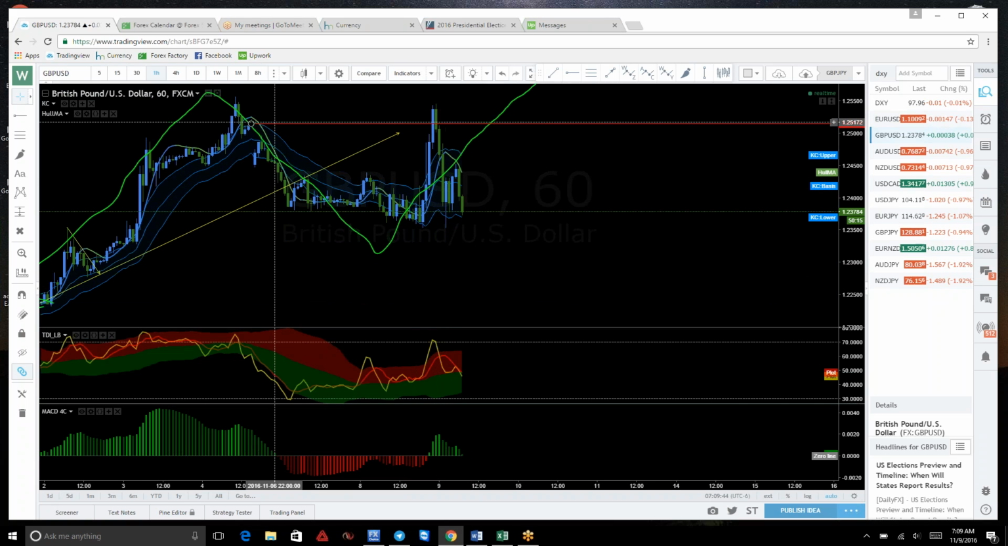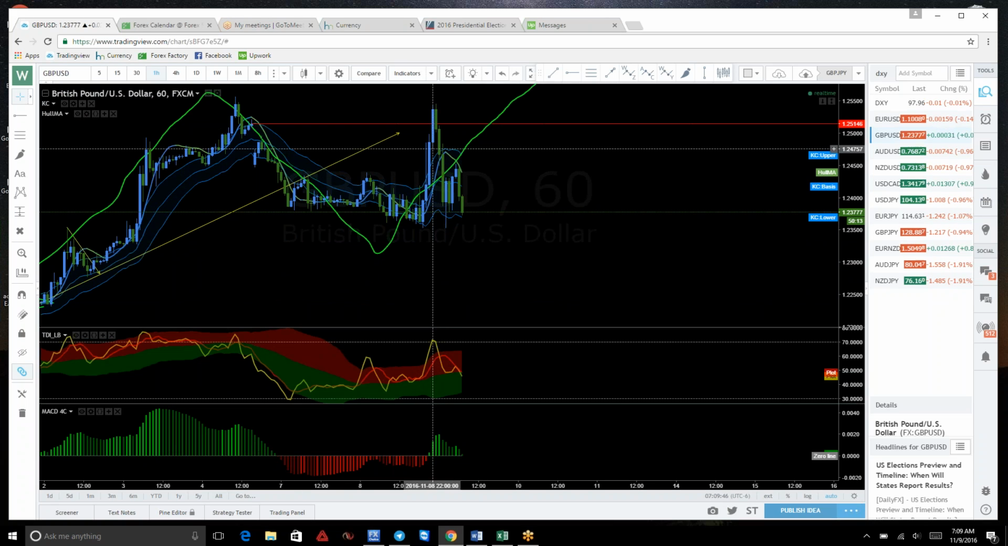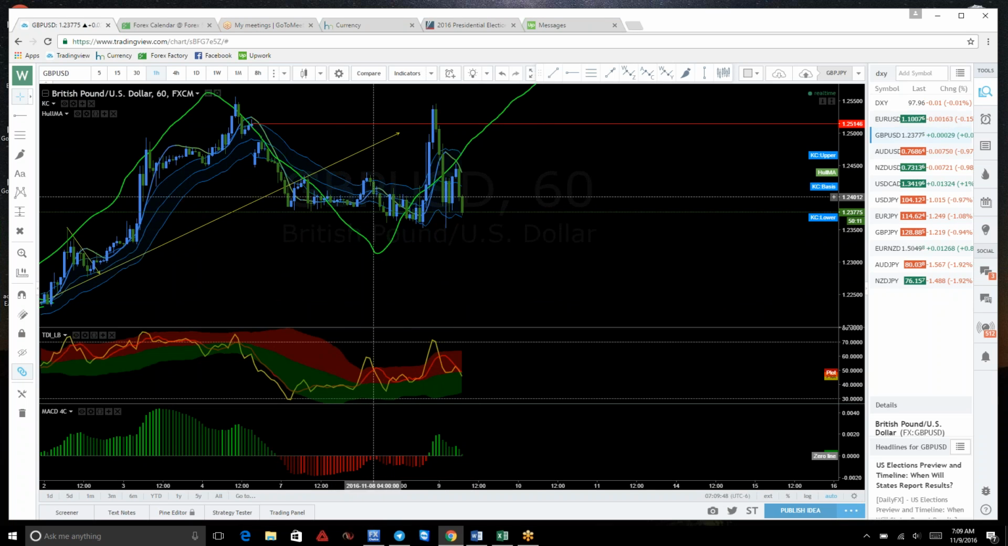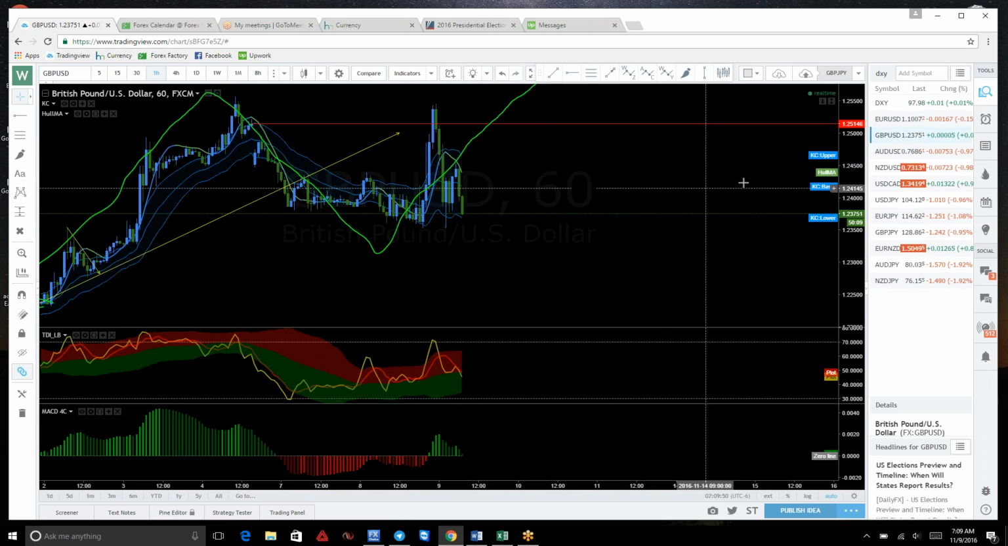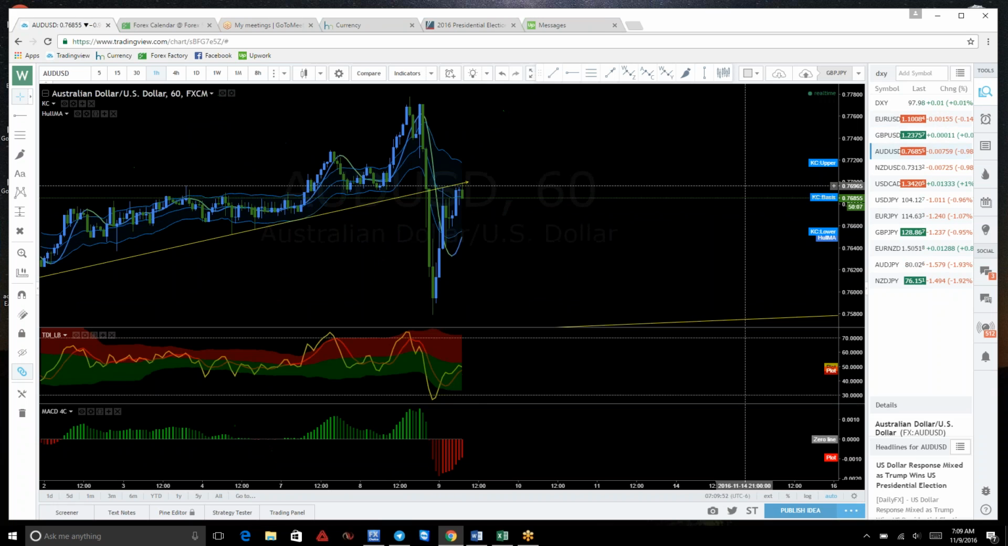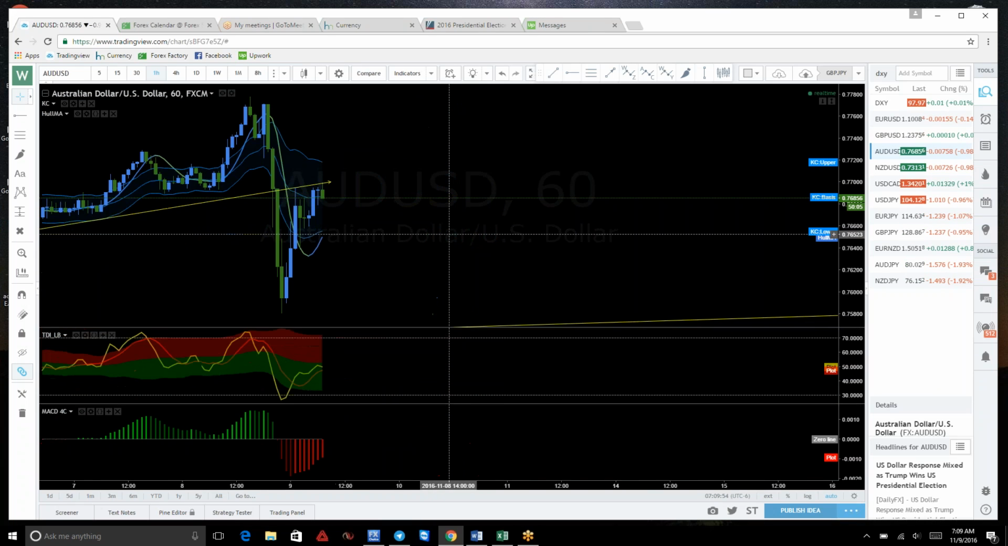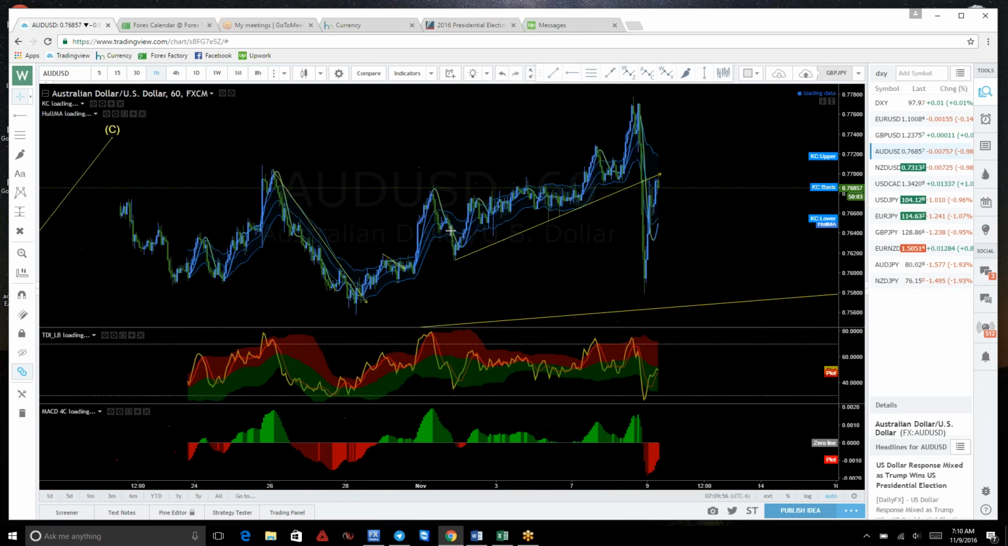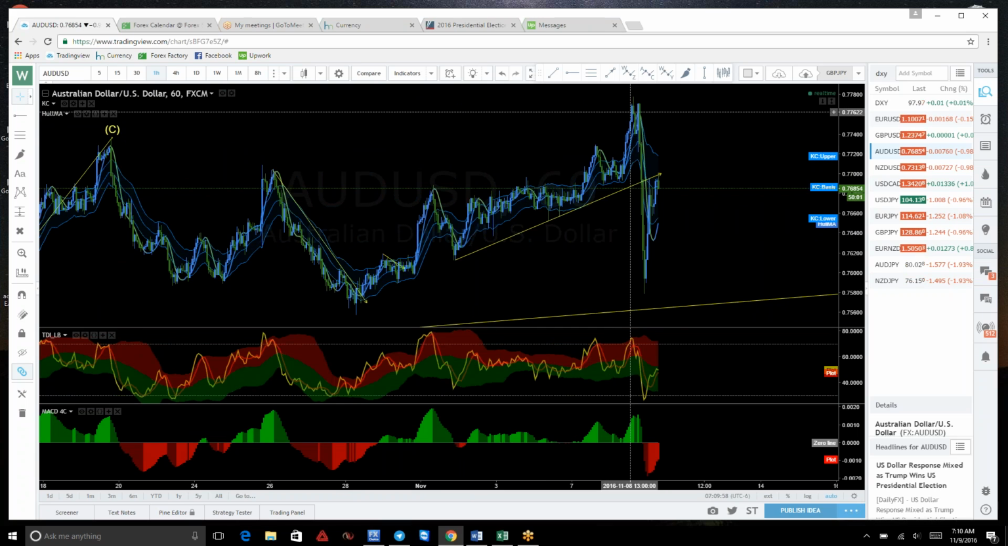Same thing with pound dollar. Pound dollar closed the gap. Same thing, we never took any shorts. Aussie dollar. We could have took that long. We did say we could have took that long.